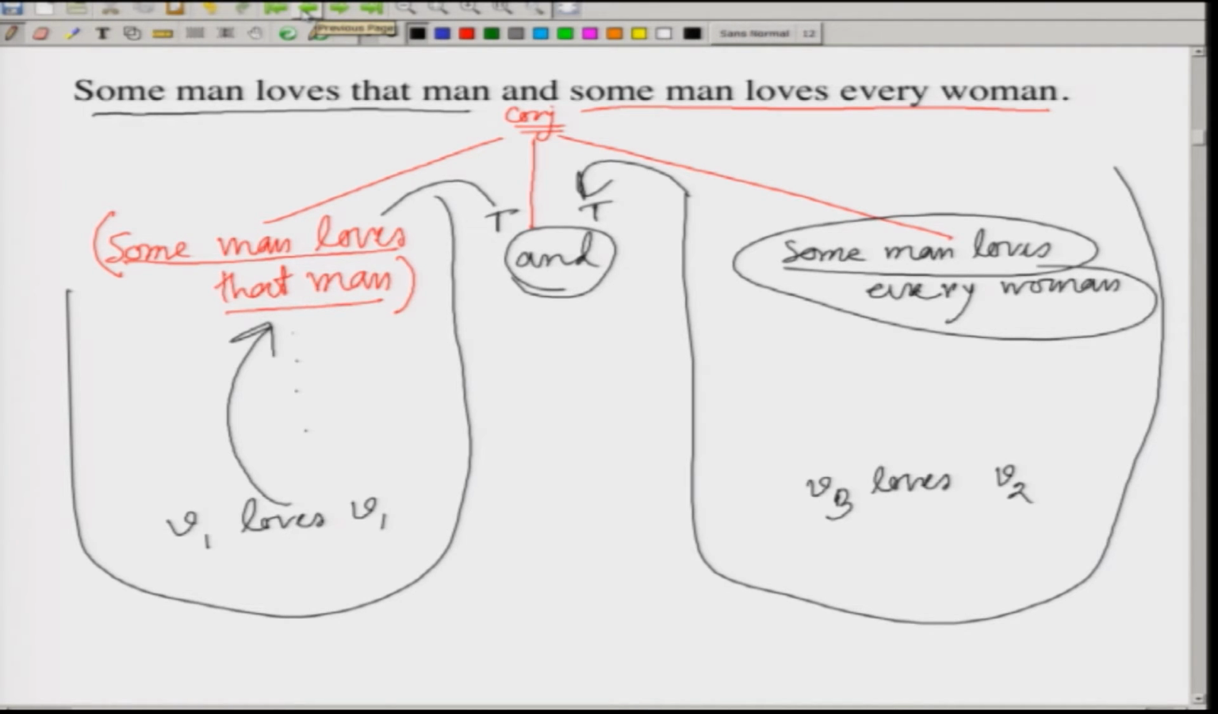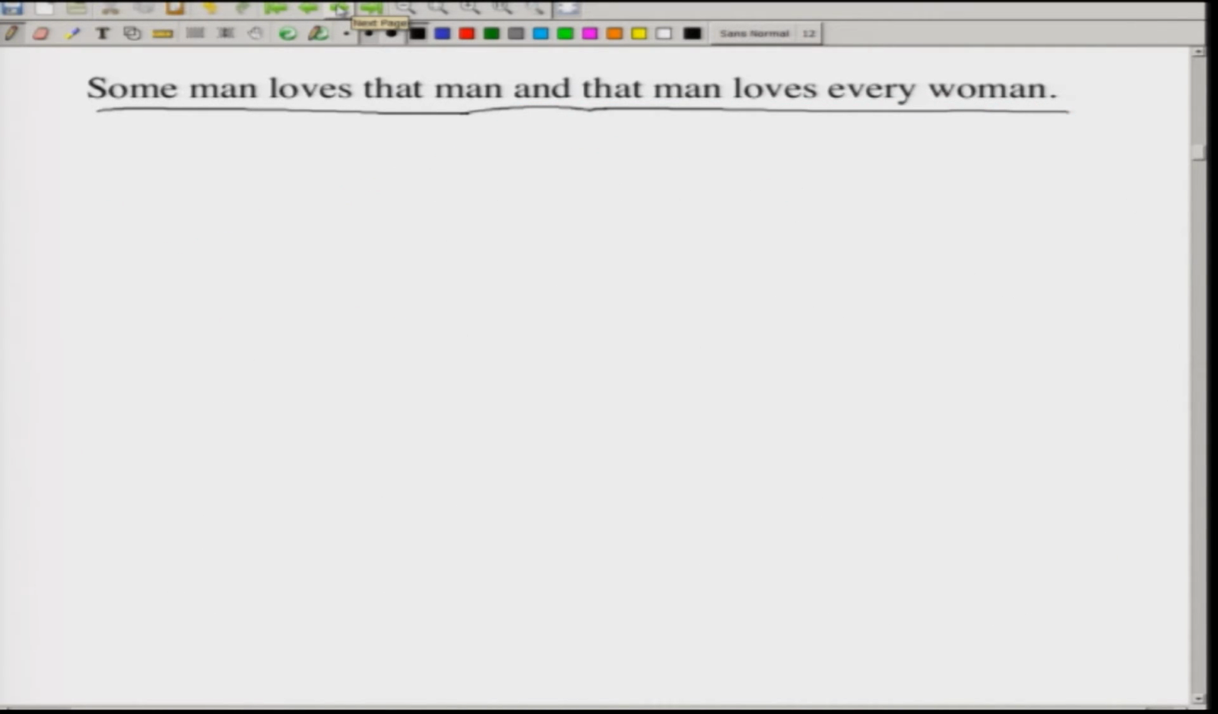The first one is "some man loves that man and some man loves every woman." It sounds very much like "some man loves that man and that man loves every woman," but they are completely different. These are two different sentences. Here, the derivation starts with an underlying formula, which is something like V1 loves, then because that man is there, V1 again, so I repeat V1, and V1 loves V2. Now, this is a different variable once again.